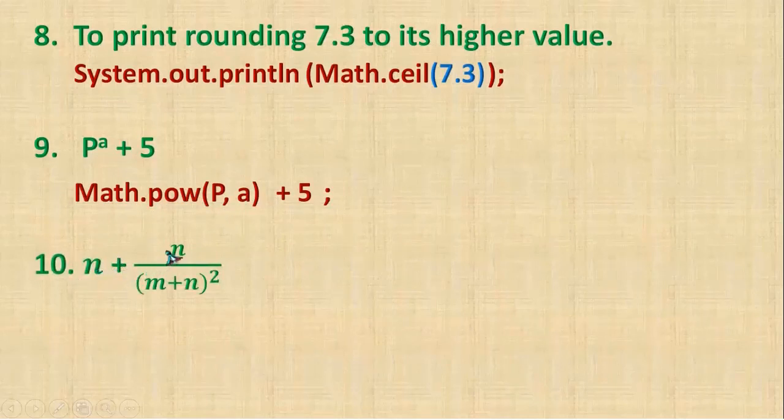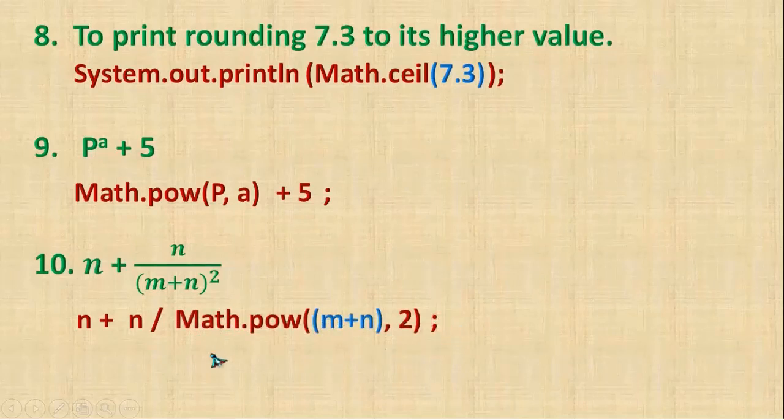Next, n plus n by m plus n the whole square. Here also there are two terms. First is independent. So we are writing n plus, the second one is n divided by, here the base is m plus n and the power is 2. So we should be little bit careful while writing this. N plus n divided by Math.pow of m plus n in the bracket, 2.